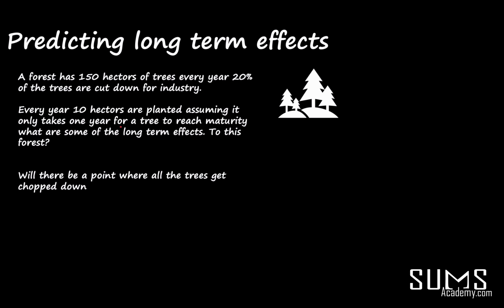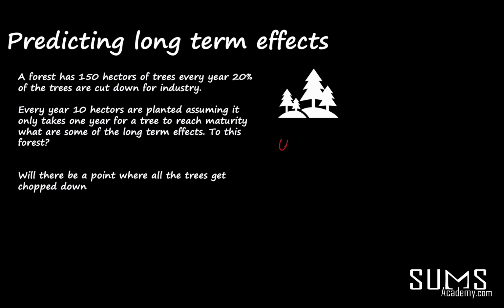So obviously, it takes a bit longer than a year, but for the point of this question, I'm just going to pretend it does. So what are some of the long-term effects? So will the forest just disappear if we take away 20% of it every year? 20%, 20% of that. Eventually, it'll just keep going down, down, down. Okay. So the question is, will there ever be a point where all the trees get chopped down? Well, I don't know. We'll have to work it out.